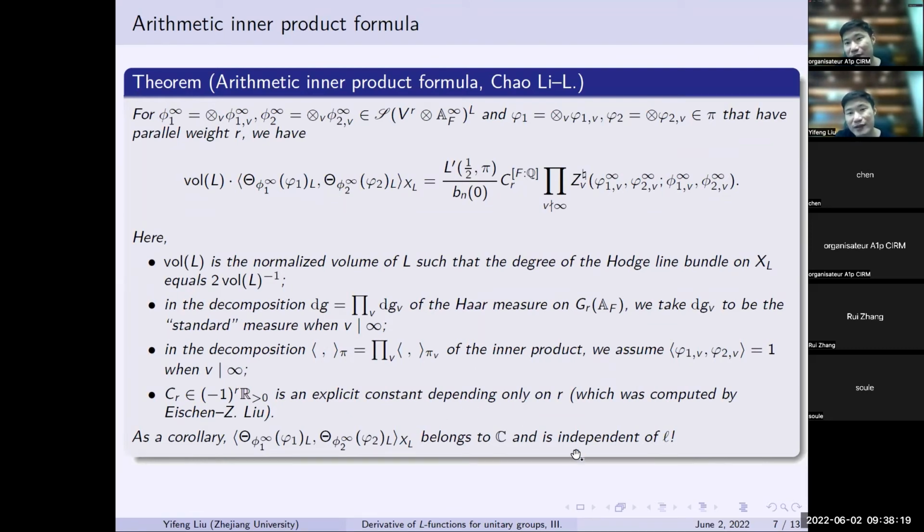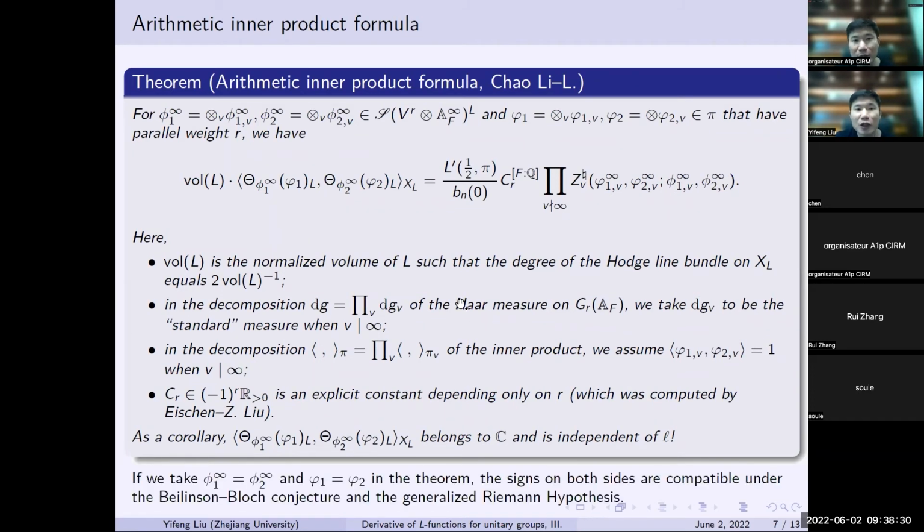Of course, we want this, right? This should be true for any cycle, but the corollary of this equality is this conclusion. And moreover, if you take phi_1 to be phi_2 and varphi_1 to be varphi_2, then this term and this term are the same. And the Beilinson-Bloch conjecture tells you that the sign of this term should be (-1)^r. Okay.